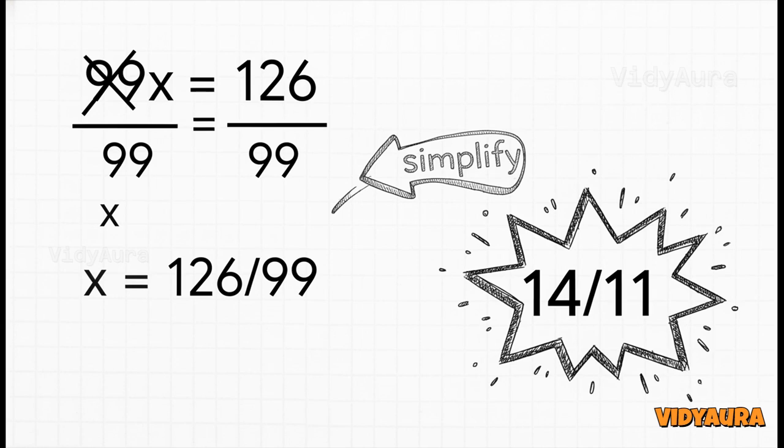Now we should always simplify our fractions, right? Both of these numbers are divisible by 9. So after simplifying, we get our final answer, x equals 14 over 11. And there we have it. Fantastic job for following along.